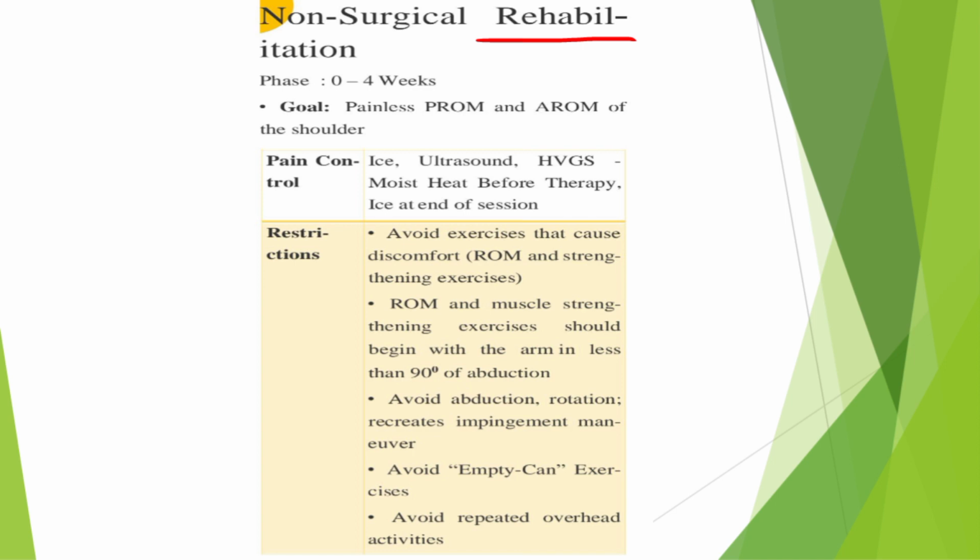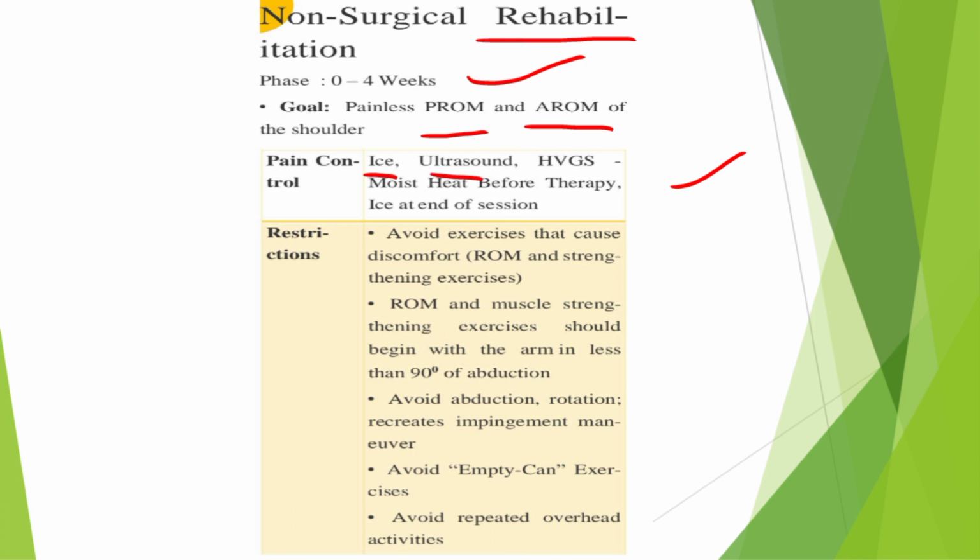The first phase in the rotator cuff is the 0 to 4 weeks phase. In the 0 to 4 weeks, always remember the main goal is to reduce the pain. The main goal of the physiotherapist is to reduce the patient's pain because the patient comes with pain. So our goal is painless passive range of motion and active range of motion of the shoulder. For pain control, we use modalities. First, we use ice if the condition is acute.